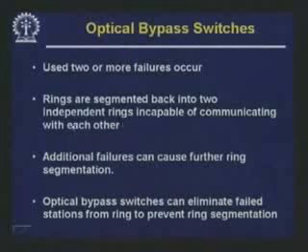So, rings are segmented back into 2 independent rings incapable of communicating with each other. Additional failures can cause further ring segmentation. So, optical bypass switches can eliminate failed stations from the ring to prevent ring segmentation. So, how is it done? Well, we have all seen. Actually, this is all done with mirrors.